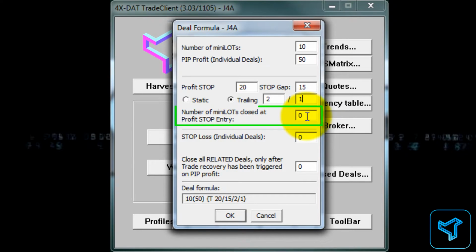Now, below our trailing stop selections is an option to close a portion of our trade once the initial profit stop has been triggered.